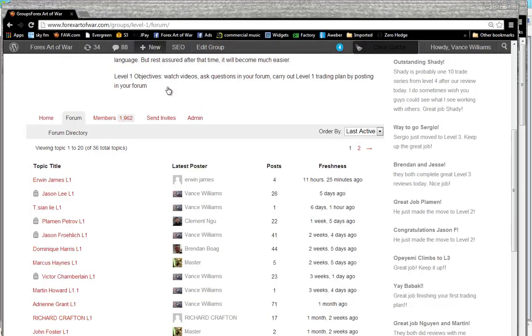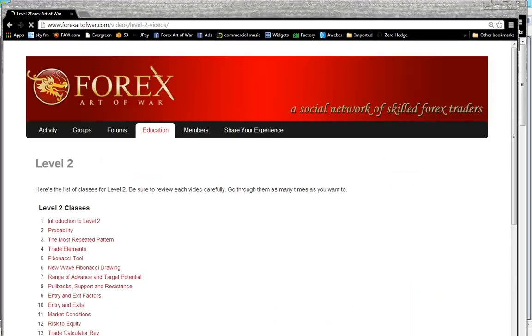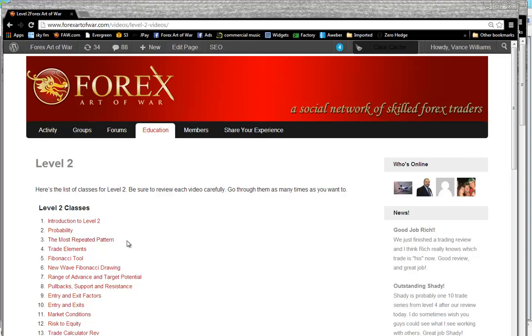Okay, so level 2 education. Let's pop over to that. In level 2, you're learning all the parts of the high probability trading setup and risk management. Just as there's a probability associated with which direction price is likely to go, there's also a high probability entry, a high probability stop loss, a high probability target, a high probability risk to reward ratio, and so on.